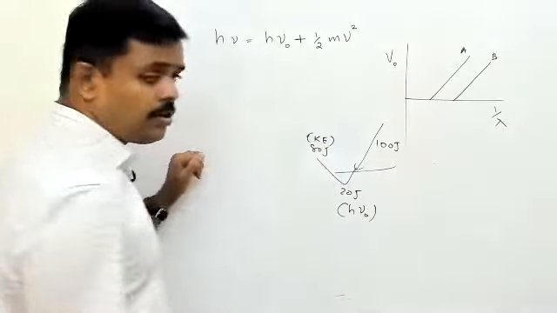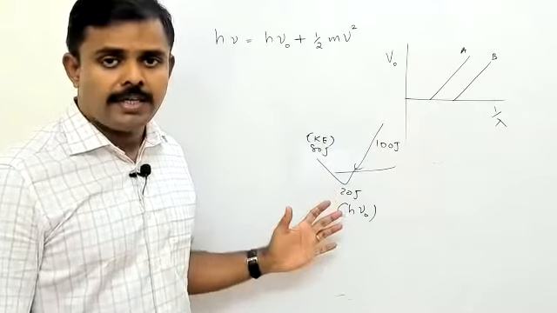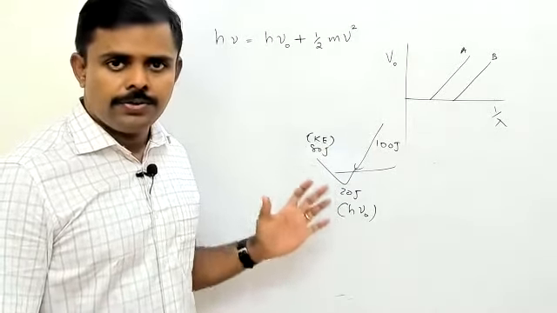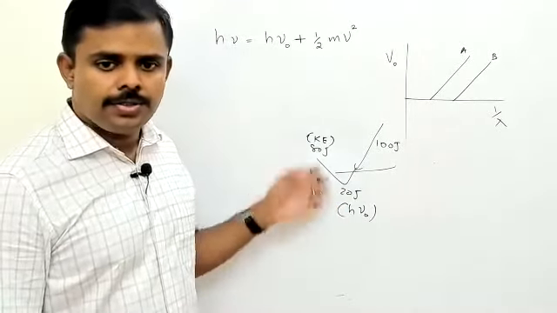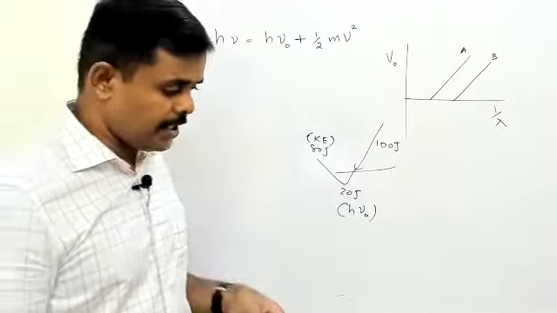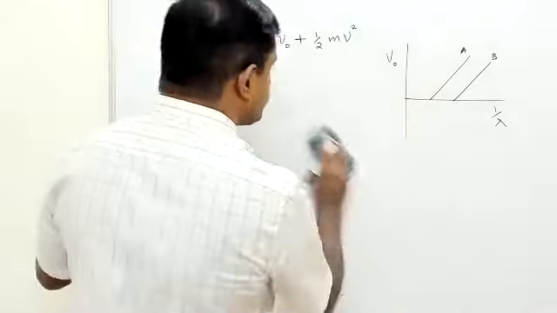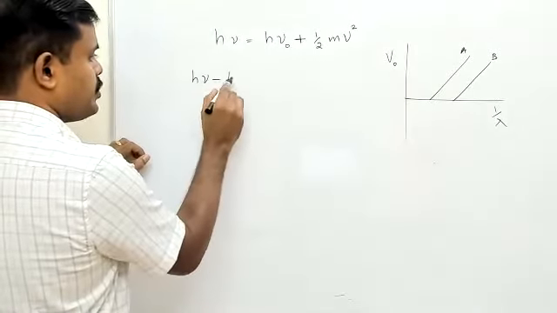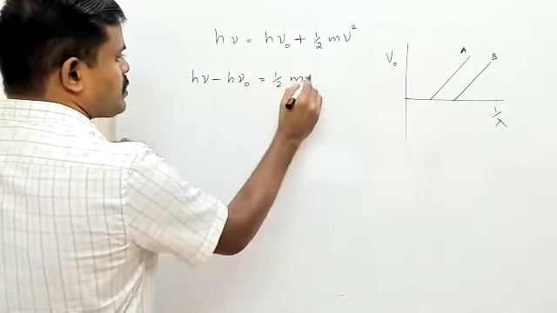So whenever a photon falls on a surface, the incident energy is used for two purposes. One, to get the electron out. Two, to impart kinetic energy. So let's go back to this. That is h nu equals h nu 0 plus half mv square. I'll take it to the left-hand side. h nu minus h nu 0 is equal to half mv square.